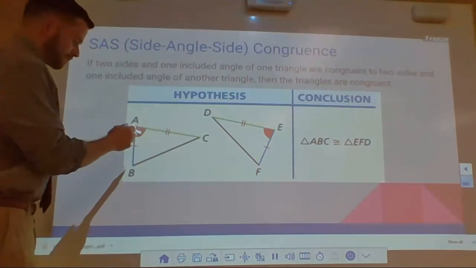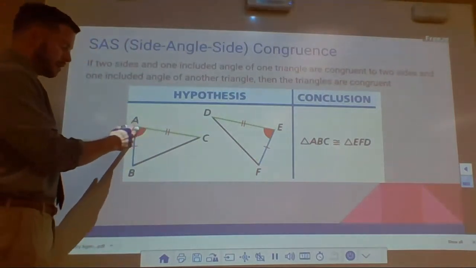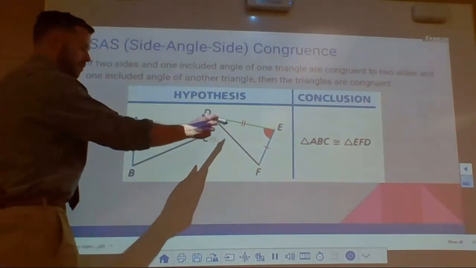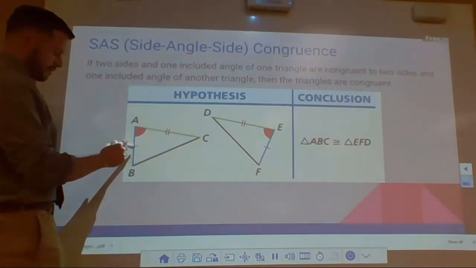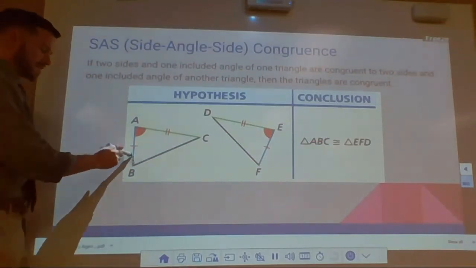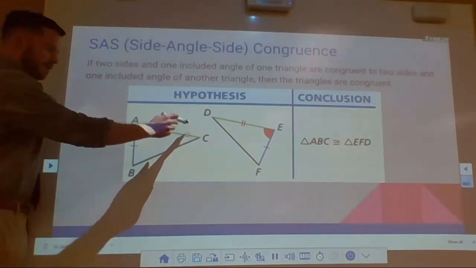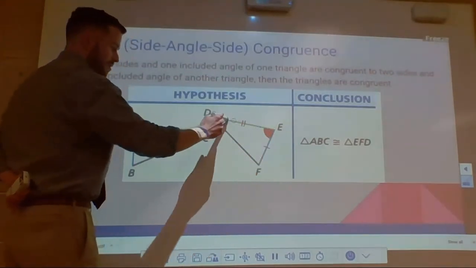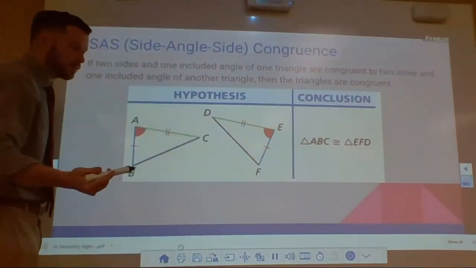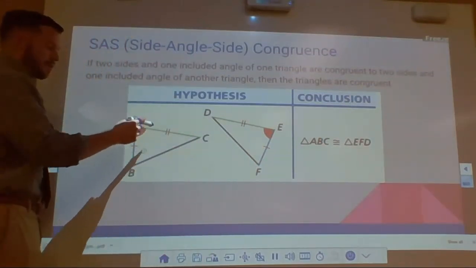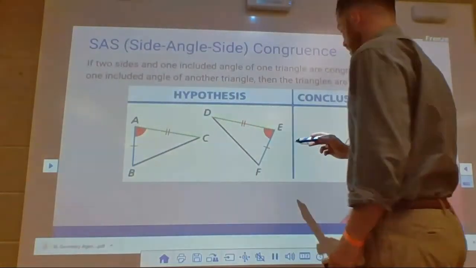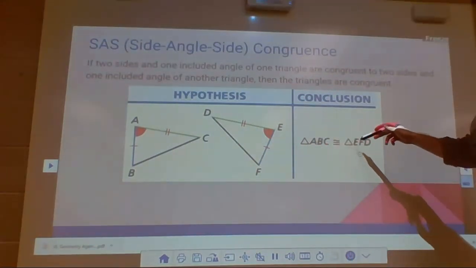We see here that angle A is congruent to angle E. Also, AC is congruent to ED. And let's see, AB is congruent to EF. Okay, so we have side, angle, side congruence. Because the 2 sides are congruent, and the angle in between them, the included angle, right, is congruent. We have side, angle, side congruence. And so therefore we can conclude that triangle ABC is congruent to triangle EFD.